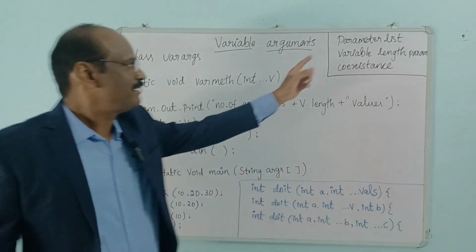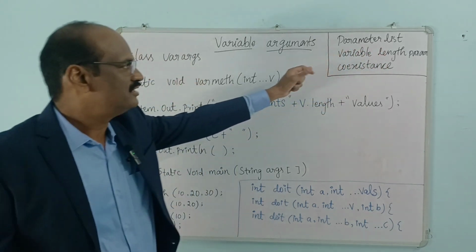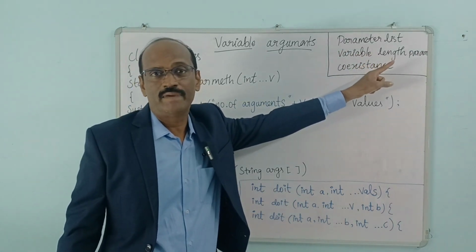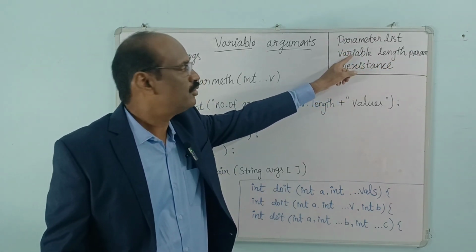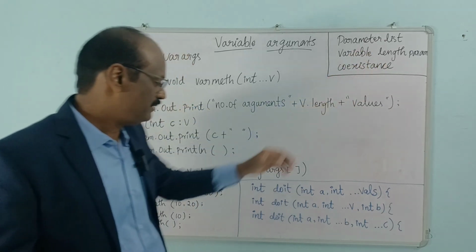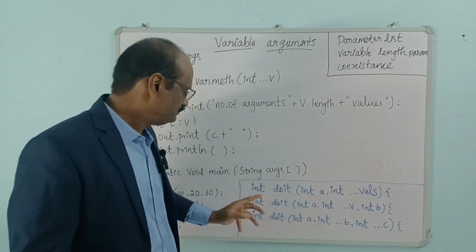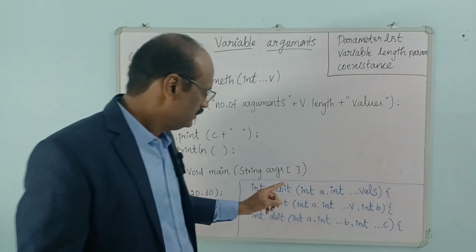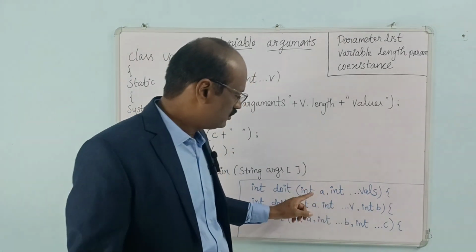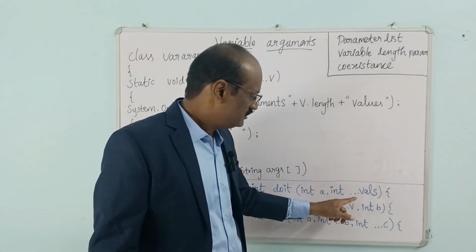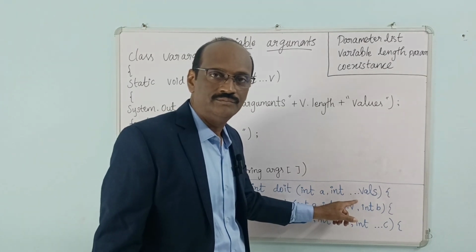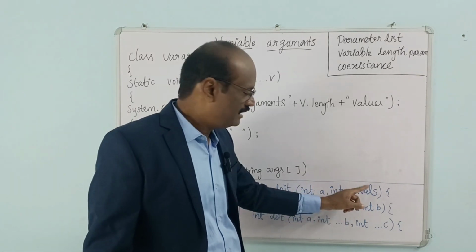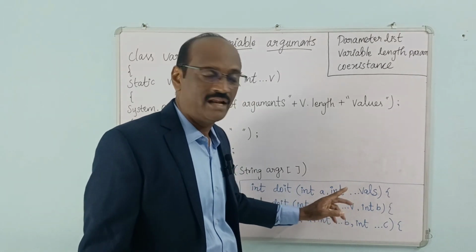Now, look at the parameters list, my dear friends. In the parameters list, the normal parameter can coexist with a variable length parameter. Look at the parameters list. Integer is a data type, followed by the name of the method. Inside the parameters list, the first one is a normal parameter. The second one is a variable length parameter. When we are using the variable length parameter, it must be the last parameter.